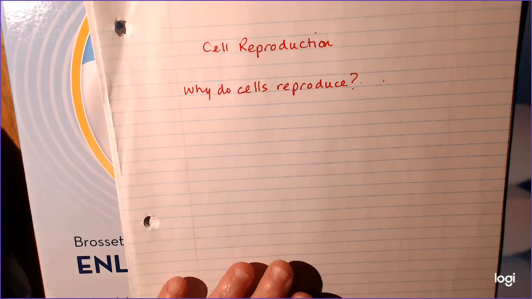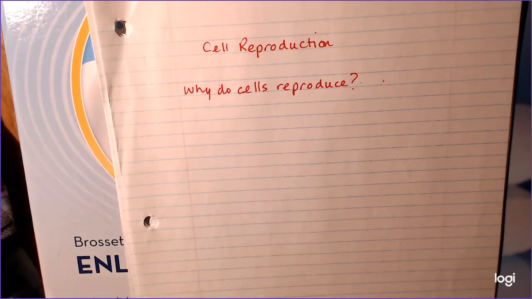So for biology now, let's talk about cell reproduction. Let's remember our cell theory. The first thing of our cell theory is that all living things are made up of cells. Our second point is that cells are the basic structural, biological, and functional unit of life. And lastly, the third point is that cells come from pre-existing cells. So this is what we're going to be looking at.